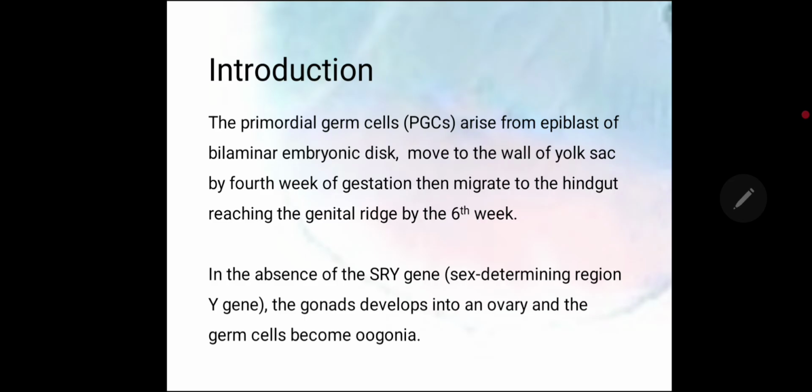The gonad develops into ovary in the female in the absence of the SRY gene. SRY stands for sex determining region on the Y chromosome. The Y chromosome is in the male. If the Y chromosome is absent, and so the SRY gene is absent, the gonad will develop into ovary, and the germ cells develop into oogonia. On the other hand, in the male, the gonads develop into testes, and germ cells become spermatogonia.